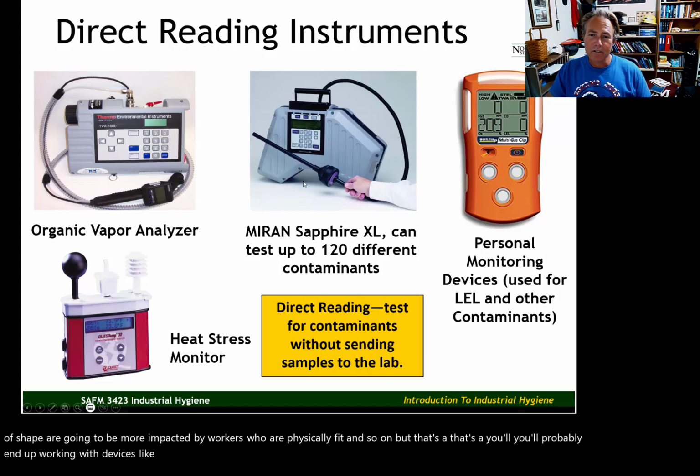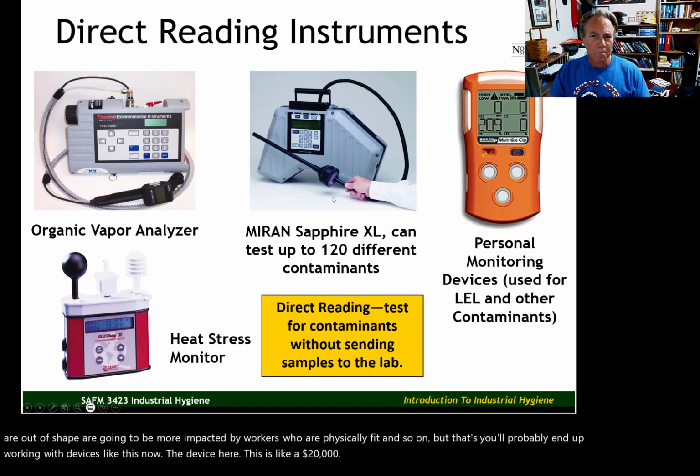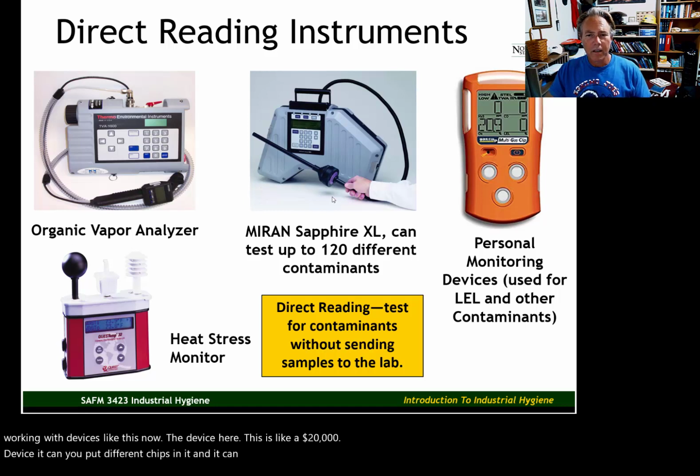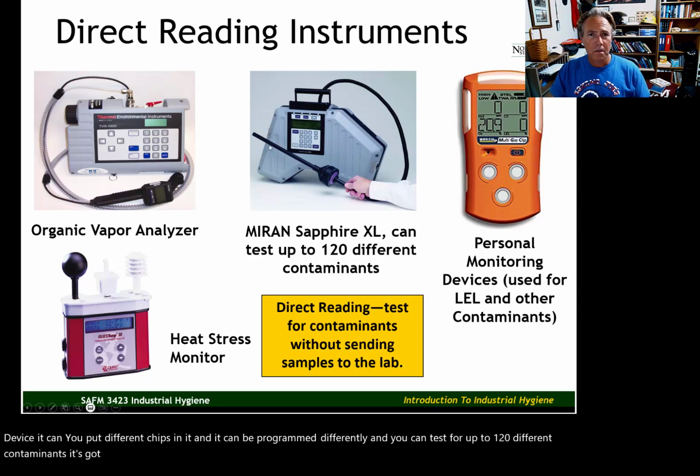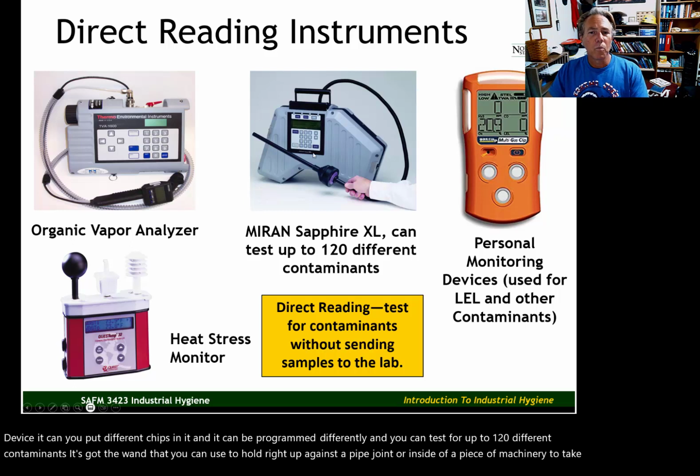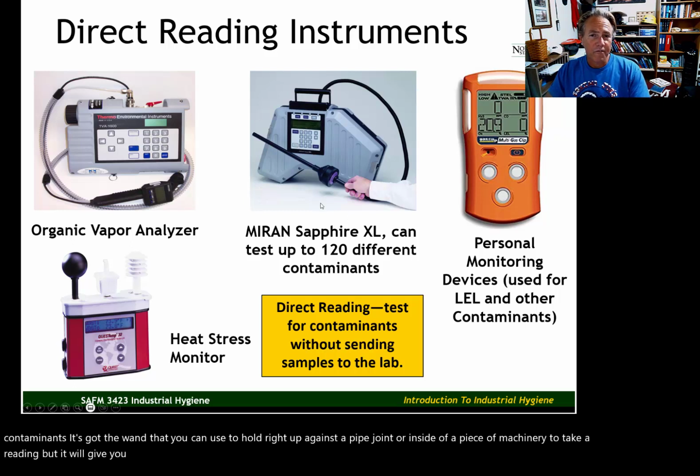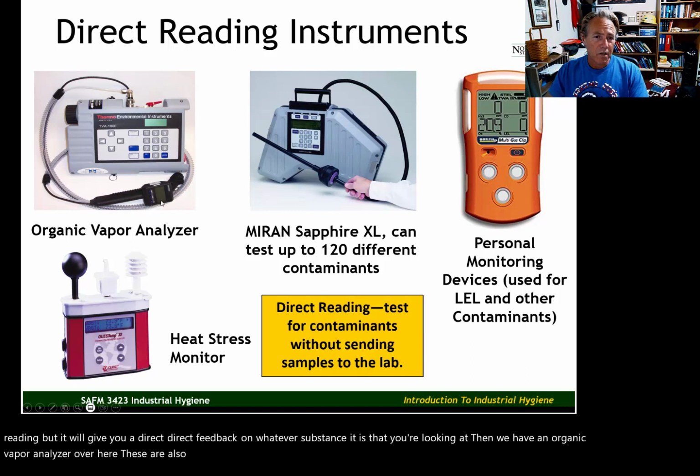Now the device here, this is like a $20,000 device. You can put different chips in it. It can be programmed differently, and you can test for up to 120 different contaminants. It's got the wand that you can use to hold right up against a pipe joint or inside of a piece of machinery to take a reading. But it will give you direct feedback on whatever substance it is that you're looking at. Then we have an organic vapor analyzer over here. These are also very expensive. They also give you immediate feedback.